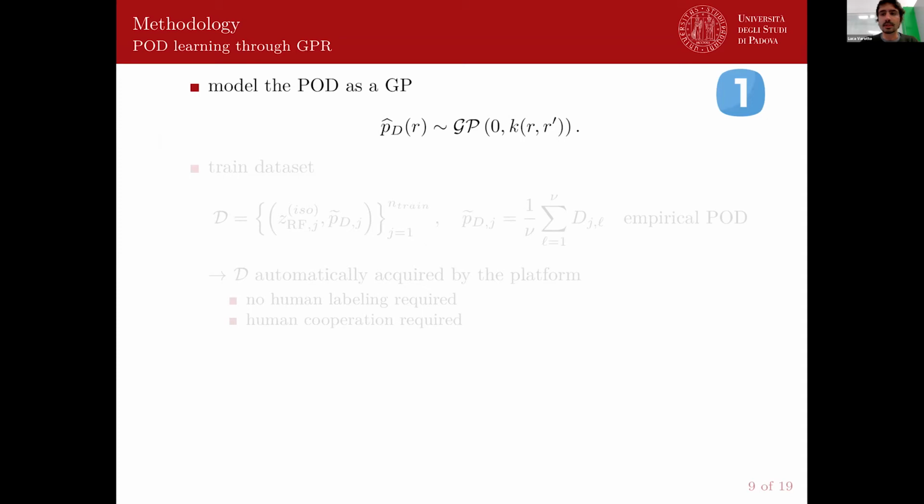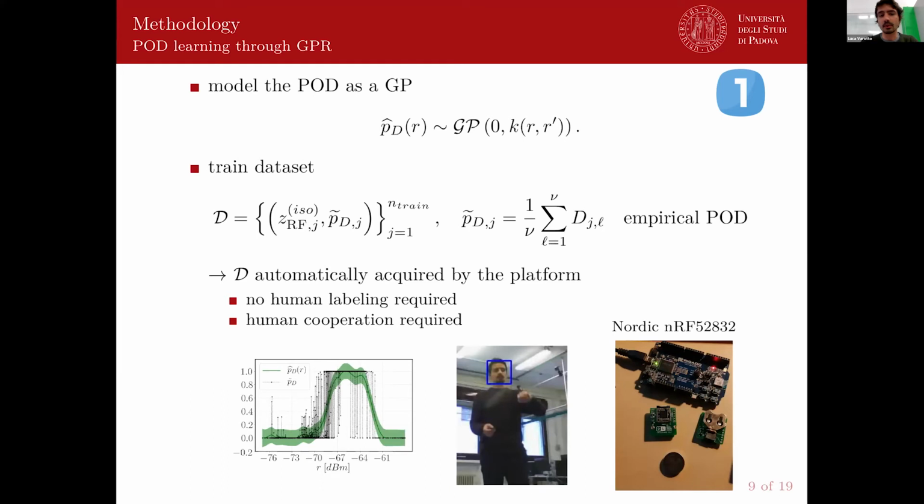So starting from the first part, we model the probability of detection as a function of the RSSI as a Gaussian process, and we can learn this function with a dataset D, which is composed by couples in which the input is the RSSI value collected at the isotropic receiver, and the label is the empirical probability of detection that the camera can compute. Importantly, this dataset is completely automatically acquired, since there is no human intervention. The only thing that we require is the human cooperation, since we need the target and the human to move in front of the cameras and to obviously wear a certain transmitter, like in the experiments we did.